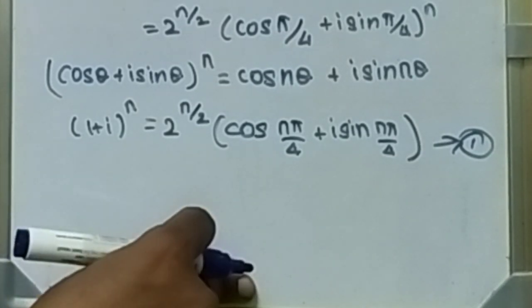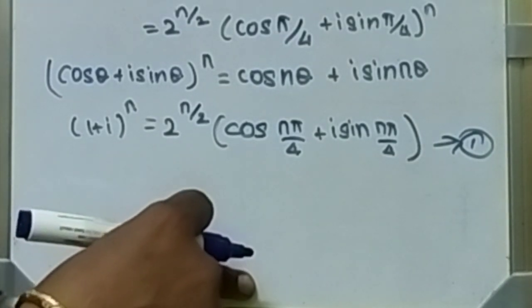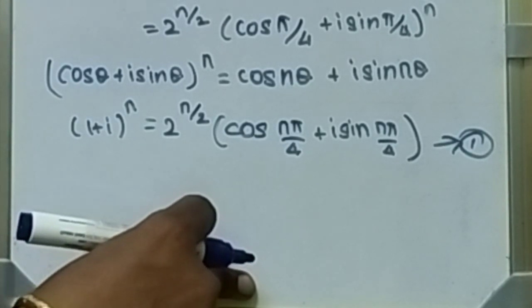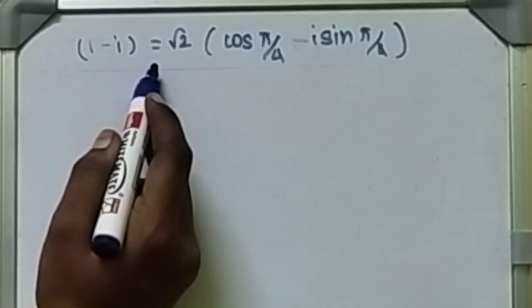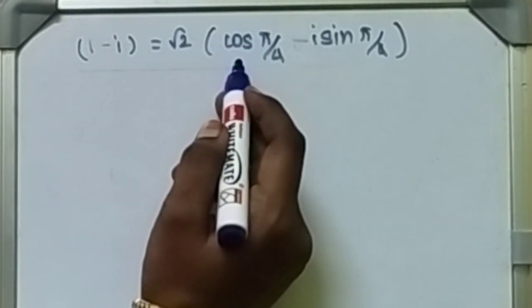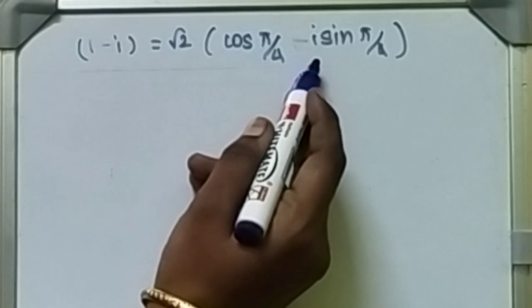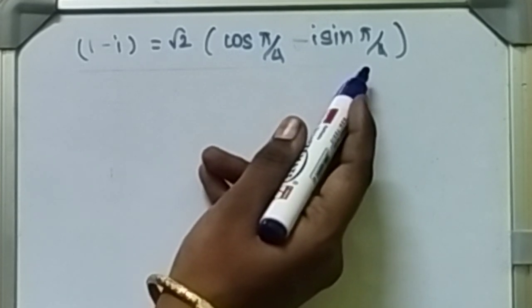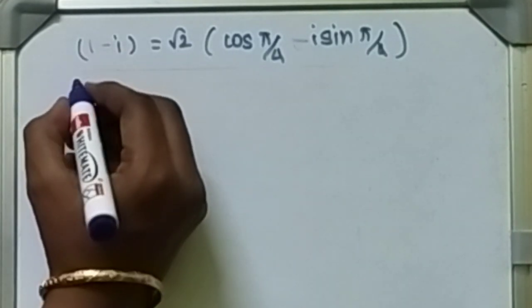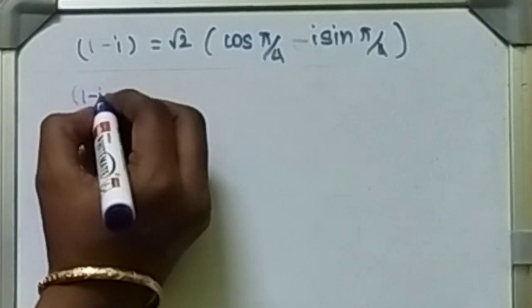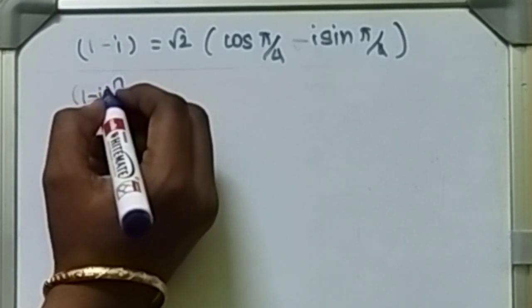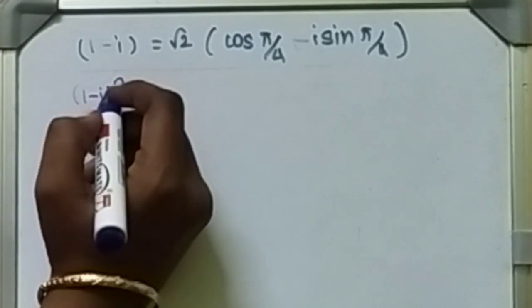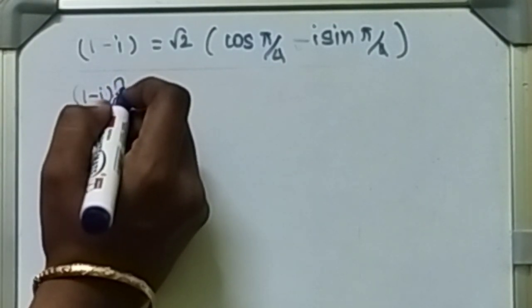Now we are going to find the value of 1 minus i power n. Shall we do that? Yes. As we already know, the value of 1 minus i equals root 2 multiplied by cos pi by 4 minus i sin pi by 4. So what we have to find is 1 minus i power n.